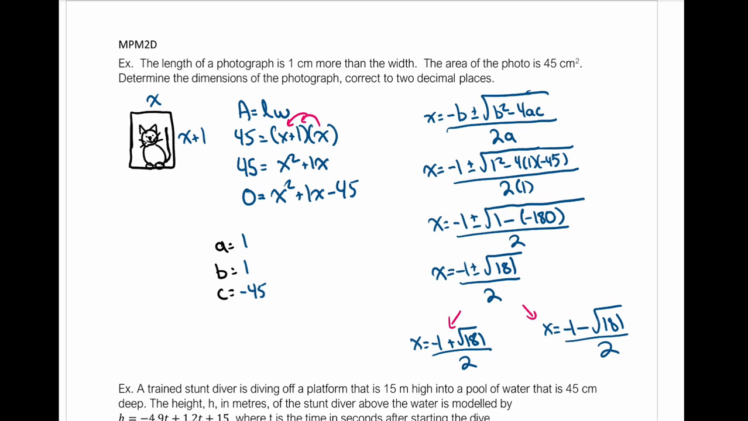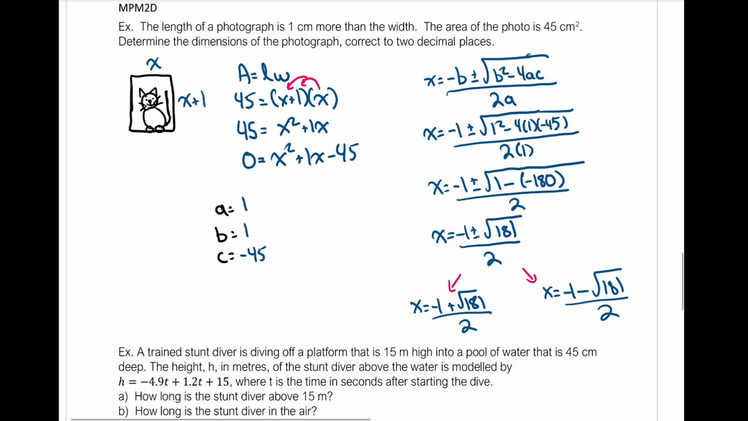Right off the bat, I can already see that I don't need to worry about this second one, because if I have a negative value and I'm already subtracting from that, that means my value is just going to get more negative. And if I look back at the scenario, a negative x value or a negative dimension doesn't make sense in this case. I'm still going to go through and solve for it, but in the end, I'm not going to end up using that answer.